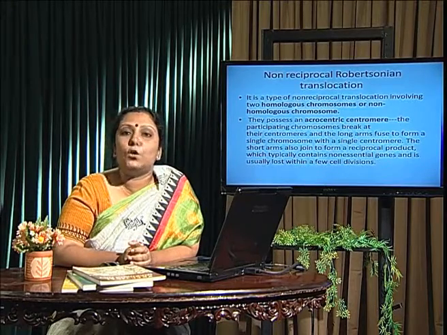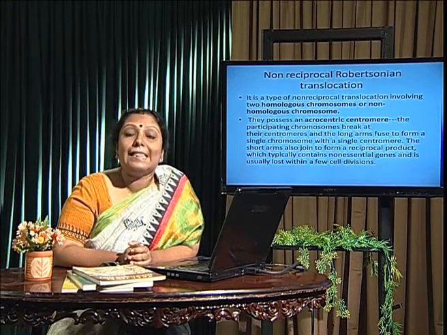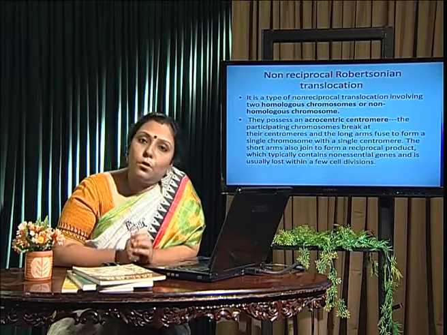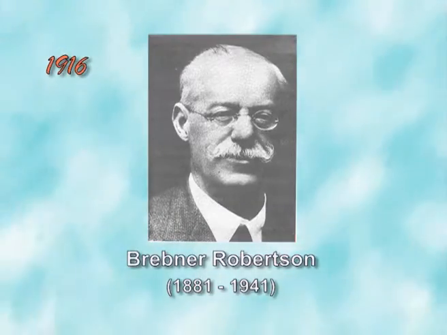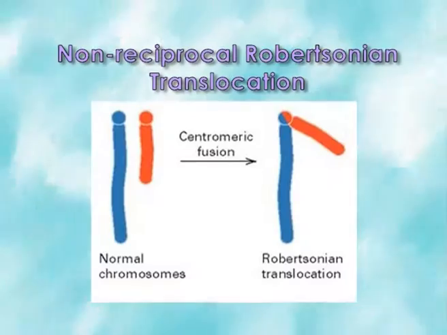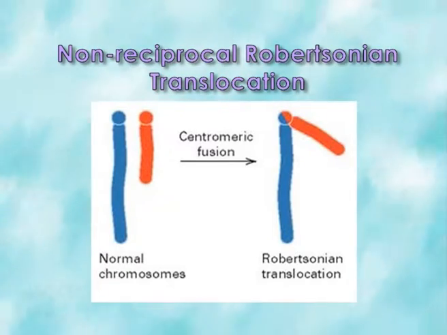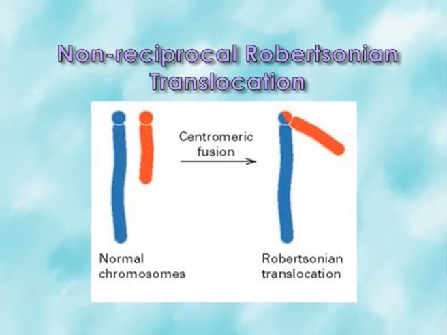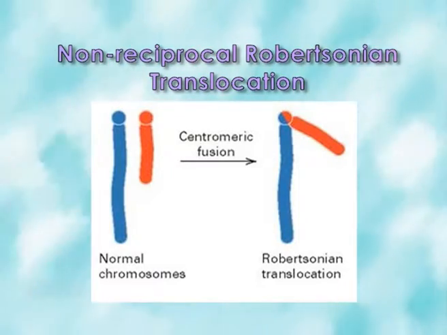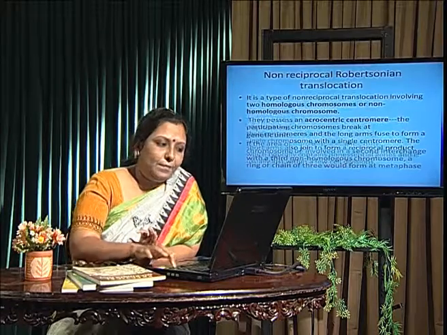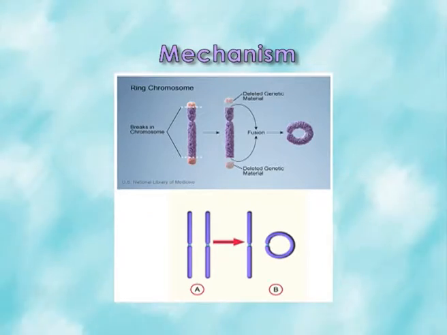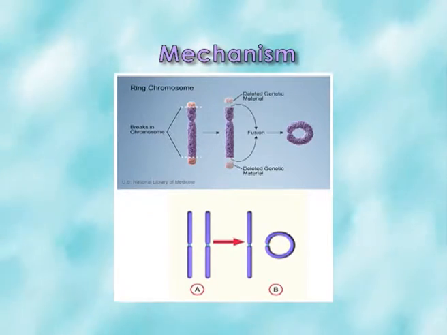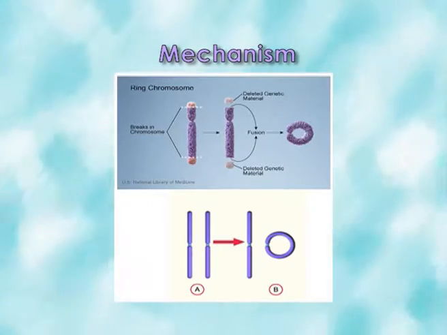Let's talk about non-reciprocal Robertsonian translocation. It may be found between two non-homologous or homologous chromosomes. It was found by Robertson in 1916. In these cases, two acrocentric chromosomes have breaks made, and a long arm fuses with another long arm. Short arms may fuse with short arms, but without genes they can be deleted out. Mechanism: in all those cases, we have found that heteromorphic sex chromosomes can make interchange between non-homologous chromosomes as well.